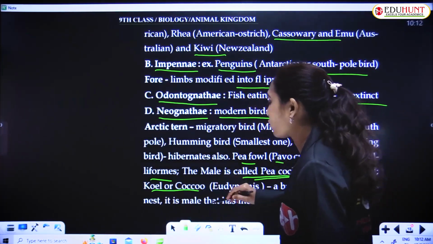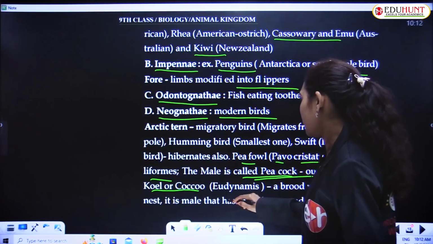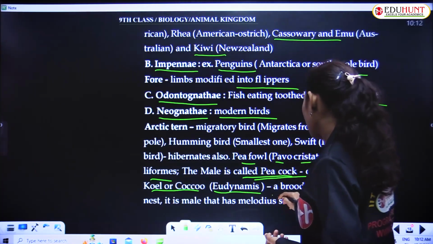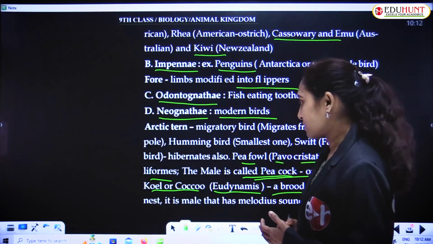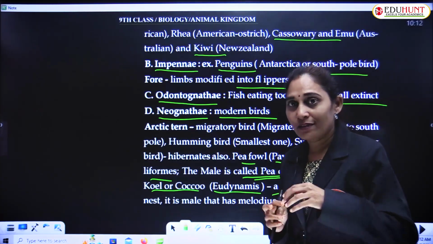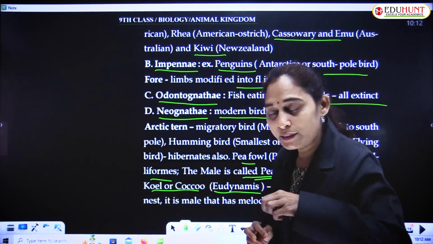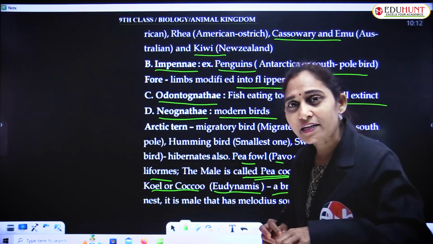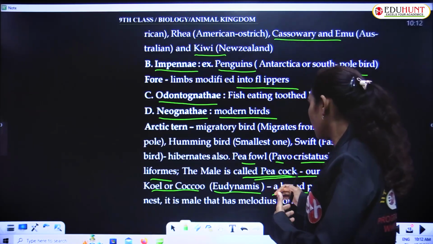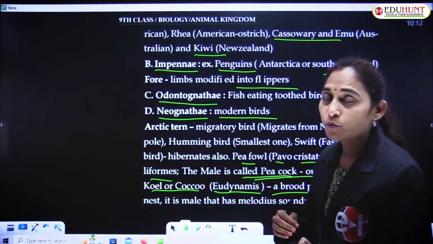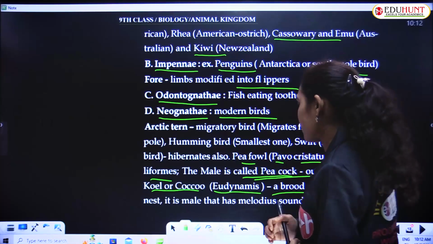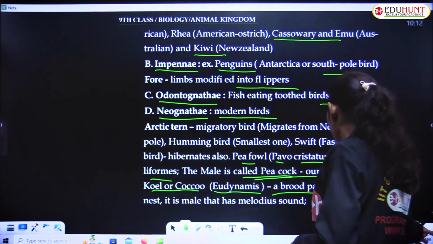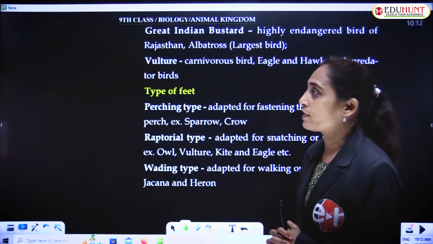And the cuckoo, whose scientific name is Eudynamys, is a brood parasite of the crow's nest because it lays eggs in the nest of the crow. It cannot hatch the eggs. Incubation or hatching is taken care of by the crow. So the cuckoo is considered a brood parasite of the crow's nest. And it produces a melodious sound.